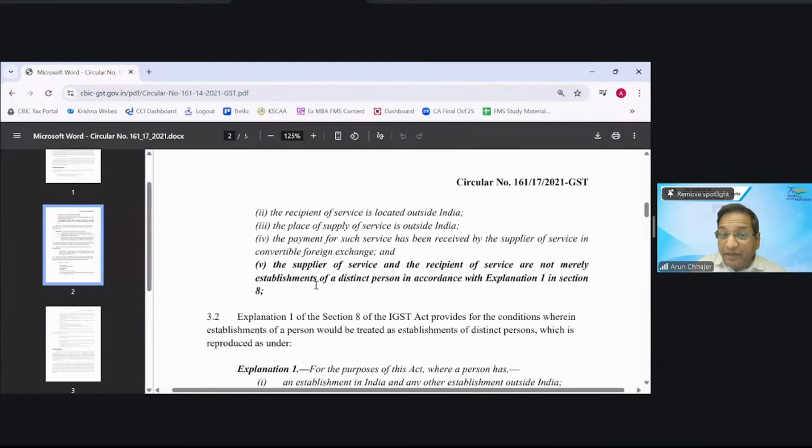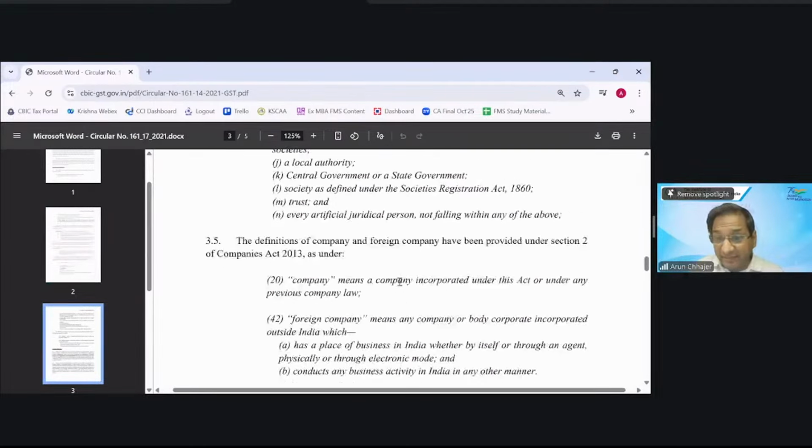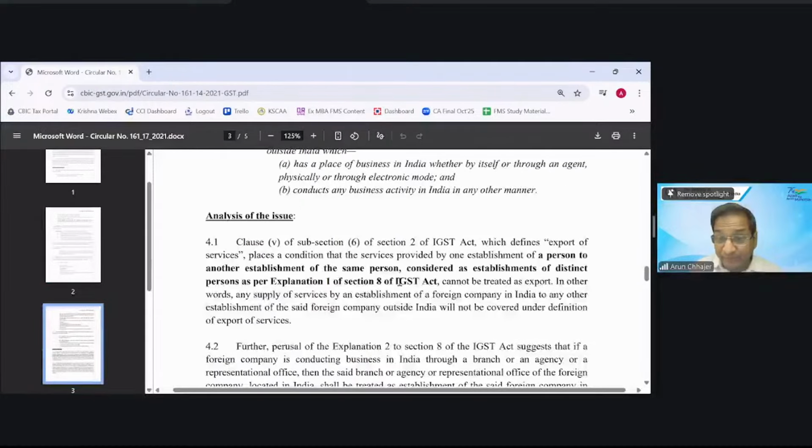Supplier and the recipient are not merely establishments of distinct persons. So they are saying they should belong to the same person. They should belong to the same person, otherwise it cannot be treated as export. In other words, any supply of the service by an establishment of the foreign company in India to another establishment of the said foreign company outside India will not be covered. Very true.